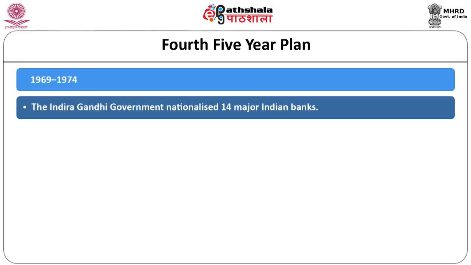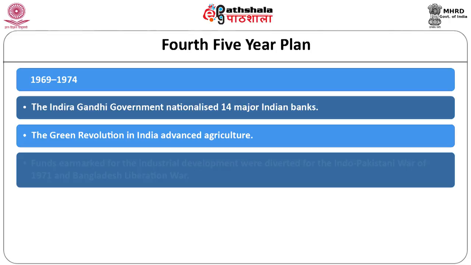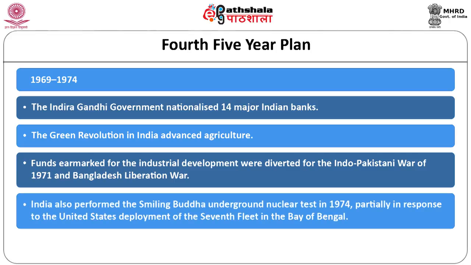Then the fourth plan was during 1969-74, and in 1969 there was nationalization of banking, when 14 major Indian banks were nationalized. The Green Revolution was introduced during this period. Funds were earmarked for industrial development. But there was another war, the Indo-Pak war, particularly what we call the Bangladesh Liberation War of 1971. That is another important event during this plan.